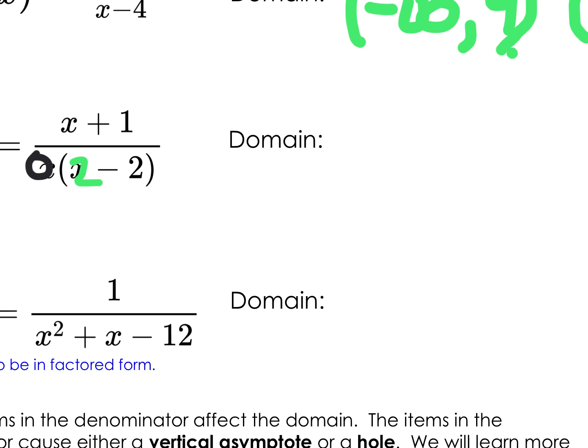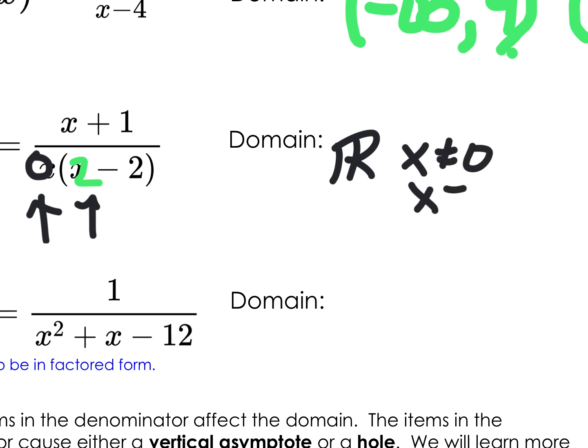See, if I put a 0 right there, the whole function dies. So it can't be 0, and it can't be 2. That makes sense to you? So there's one way to write it where you go all reals except cannot be 0, cannot be 2. That's a way.